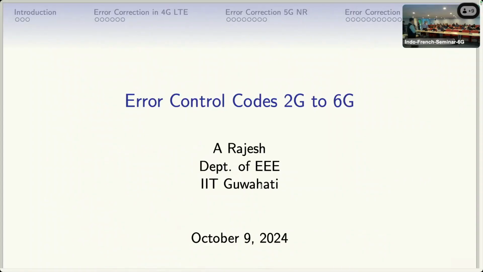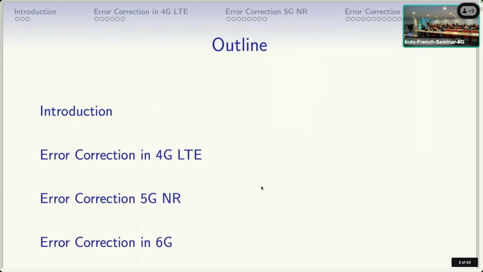Good afternoon, everybody. This is a mathematical topic, but you would not be finding any mathematics in it. This would be a survey kind of presentation, and I will talk about where I have been working these days. I'm trying to explain the evolution of error control codes from second generation to 6G, which is yet to exist.